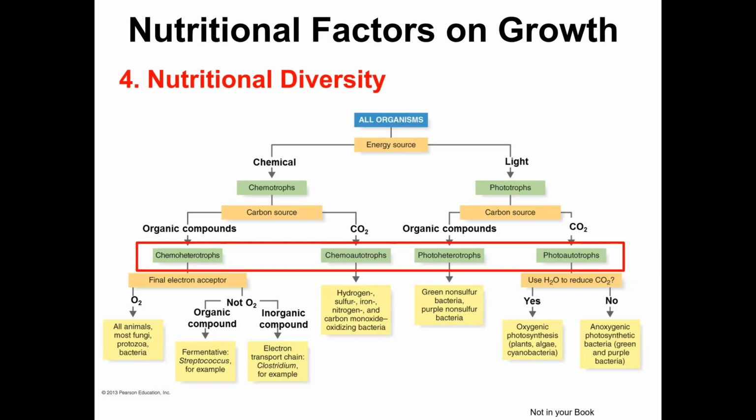You can have photoheterotrophs. Now these guys are weird. Energy from the sun, but carbon from organic sources. That basically breaks everything you may have ever learned about photosynthesis. We see these guys as purple non-sulfur or green non-sulfur bacteria. They can do this. All right, so that leaves us with two more categories, right?